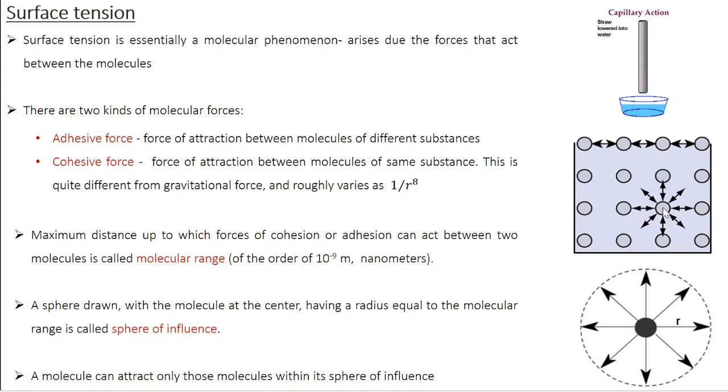So if you look at this schematic, I have a molecule here and the sphere of influence is indicated by these arrows. So only those molecules within the sphere of influence, they take part in the interaction, and all other molecules outside the sphere of influence, they are completely unperturbed by the presence of this molecule. So when we say molecular interaction, we are essentially talking about the neighboring molecules within the sphere of influence.